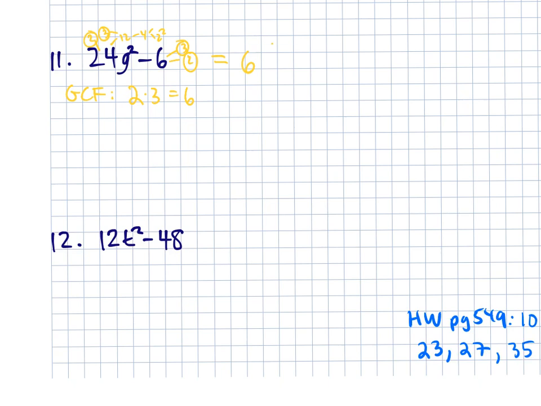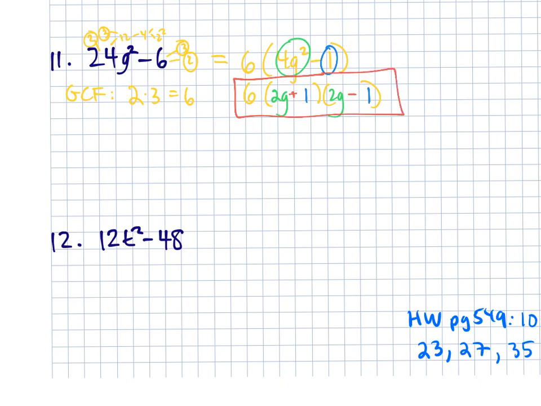Pull out the 6, we get 4g squared minus 1. And so our answer is going to look like this. We can see now we have a perfect square here. The square root of that is 2g. And we can see we have a perfect square root, which is 1. So this is a 1, and then we just put our plus and our minus. And then that's our answer. Just don't forget that 6, the GCF that we took out.